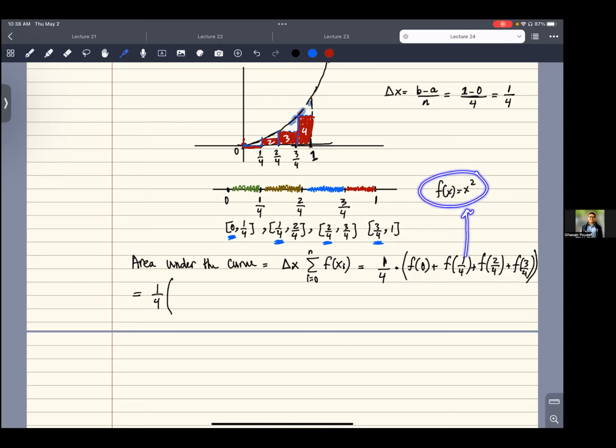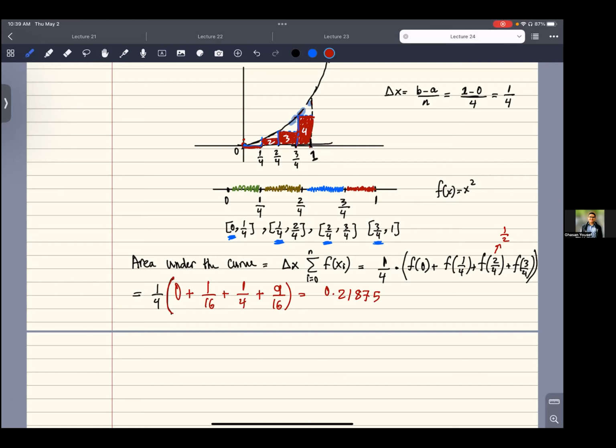1 over 16, exactly. What is f of 2/4? It is 1/4, because 2/4 is the same as 1/2, and 1/2 squared is 1/4. Plus, what is f of 3/4? 9/16, yes, correct. Now, the answer for this one, if you use the calculator, you're going to get 0.21875.